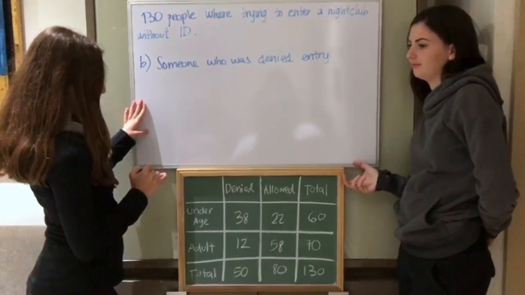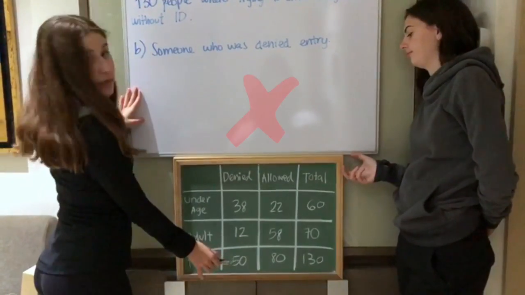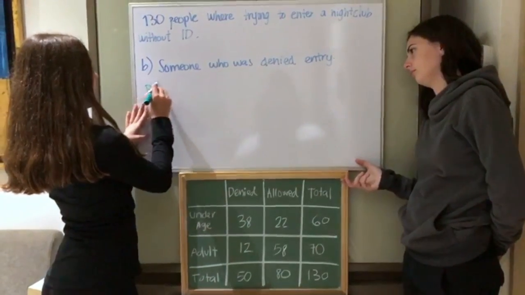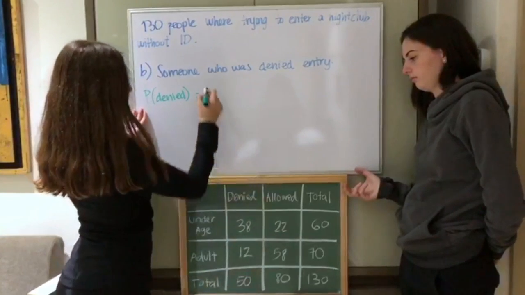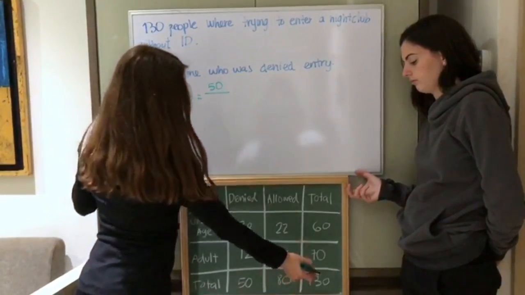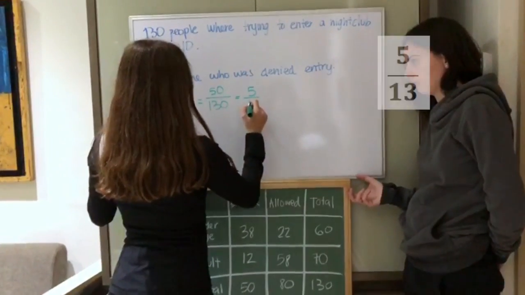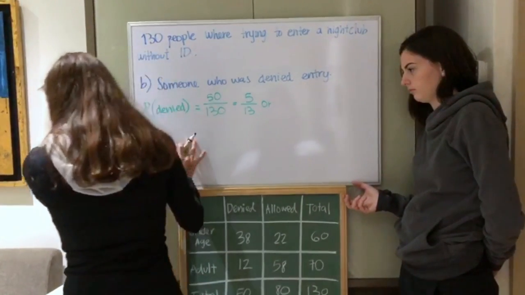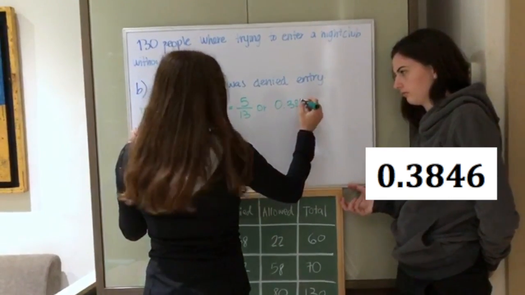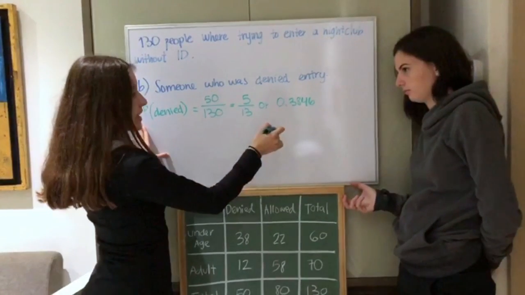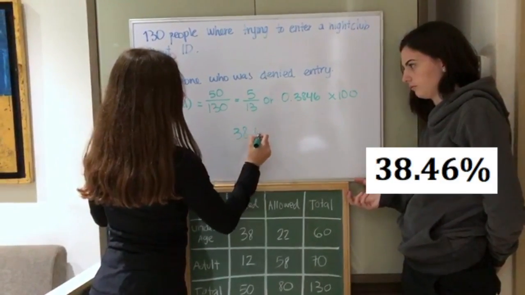Now we're gonna do letter B, that is someone who was denied entry. So in this problem, it doesn't specify if it's an adult or an underage. So we're gonna use the total amount of denied. So what's the probability of denied? It's 50 over the total of people, that is 130. So we simplify to 5 over 13, or in decimal, it will give us 0.3846. And remember, if you want it in percent, you multiply it times 100, and it will give us 38.46%.